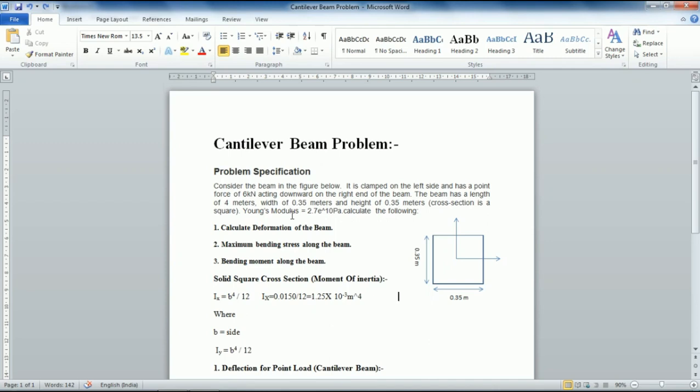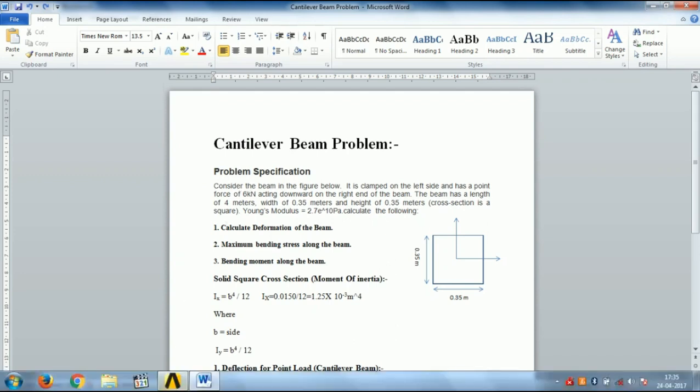Now by using ANSYS Workbench, we need to calculate three things. Number one, the total deformation of the beam. Number two, the maximum bending stress generated along the beam. Number three, the bending moment along the beam. By definition, a cantilever beam is fixed at one end with a point load on the other end. In our case, we have a point load of 6 kN at the right hand side.